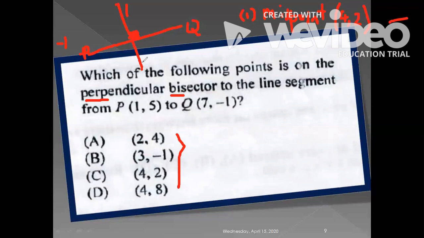And to find an equation, we need a point and we need a gradient. Do we know the gradient for the perpendicular bisector? Yes, it is 1. Do we know a point on the perpendicular bisector? Yes, it is the midpoint. So we have a point and we have a gradient.